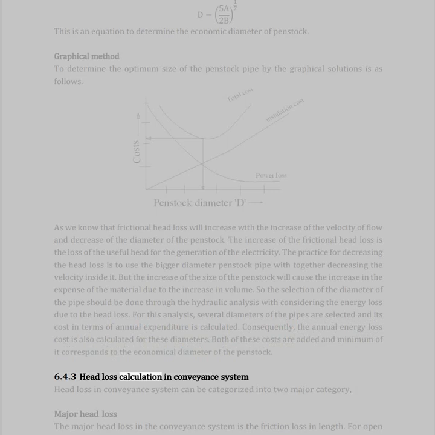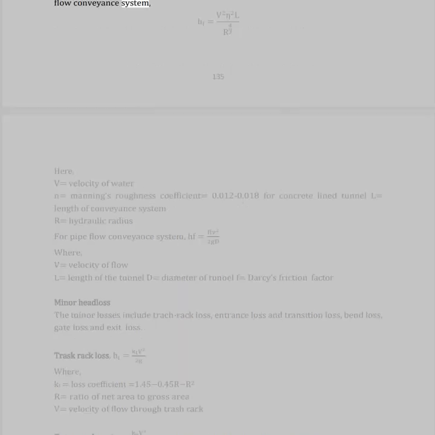6.4.3 Head loss calculation in conveyance system. Head loss in conveyance system can be categorized into two major categories. Major head loss. The major head loss in the conveyance system is the friction loss in length. For open flow conveyance system, H equals V squared n squared L over R to the four-thirds.